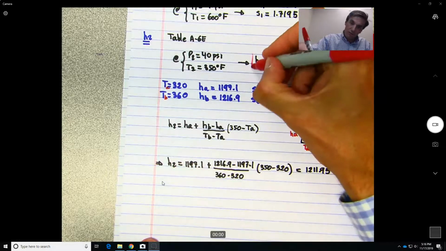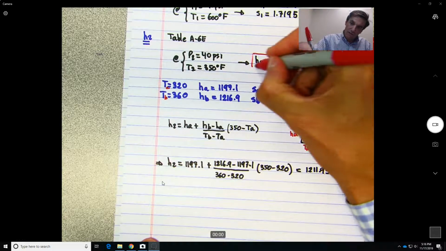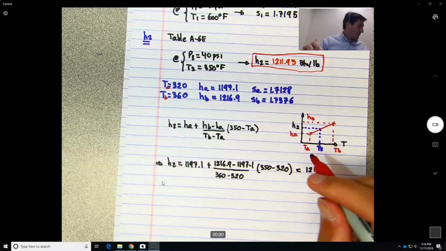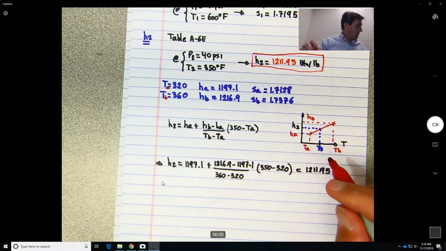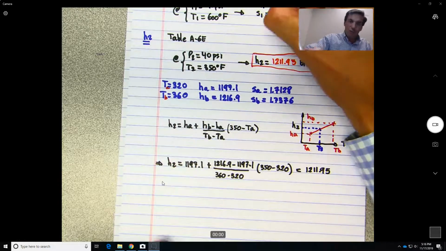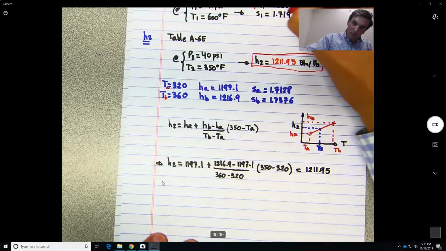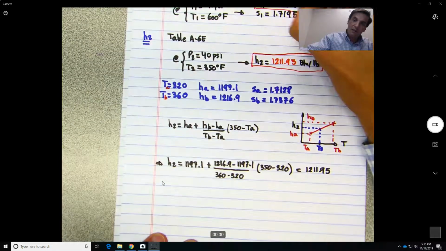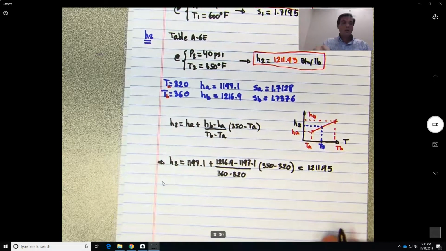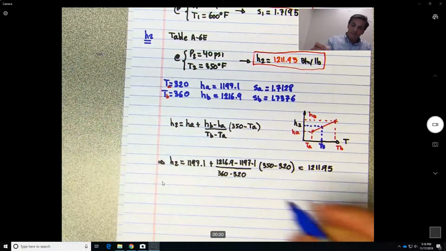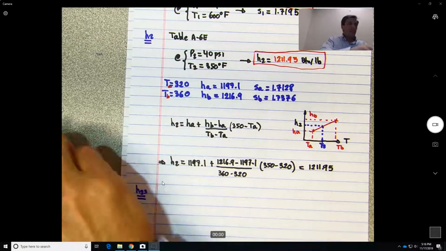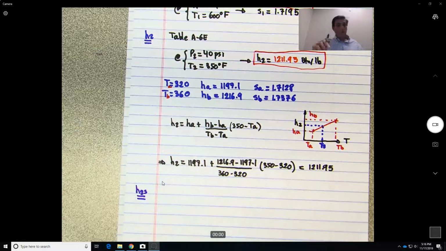Alright, so we have this one. Let's do this. And let's see if I find my other page. So this is H2, and we know H1 is over here, in BTU per pound. So now we need to find H2S.